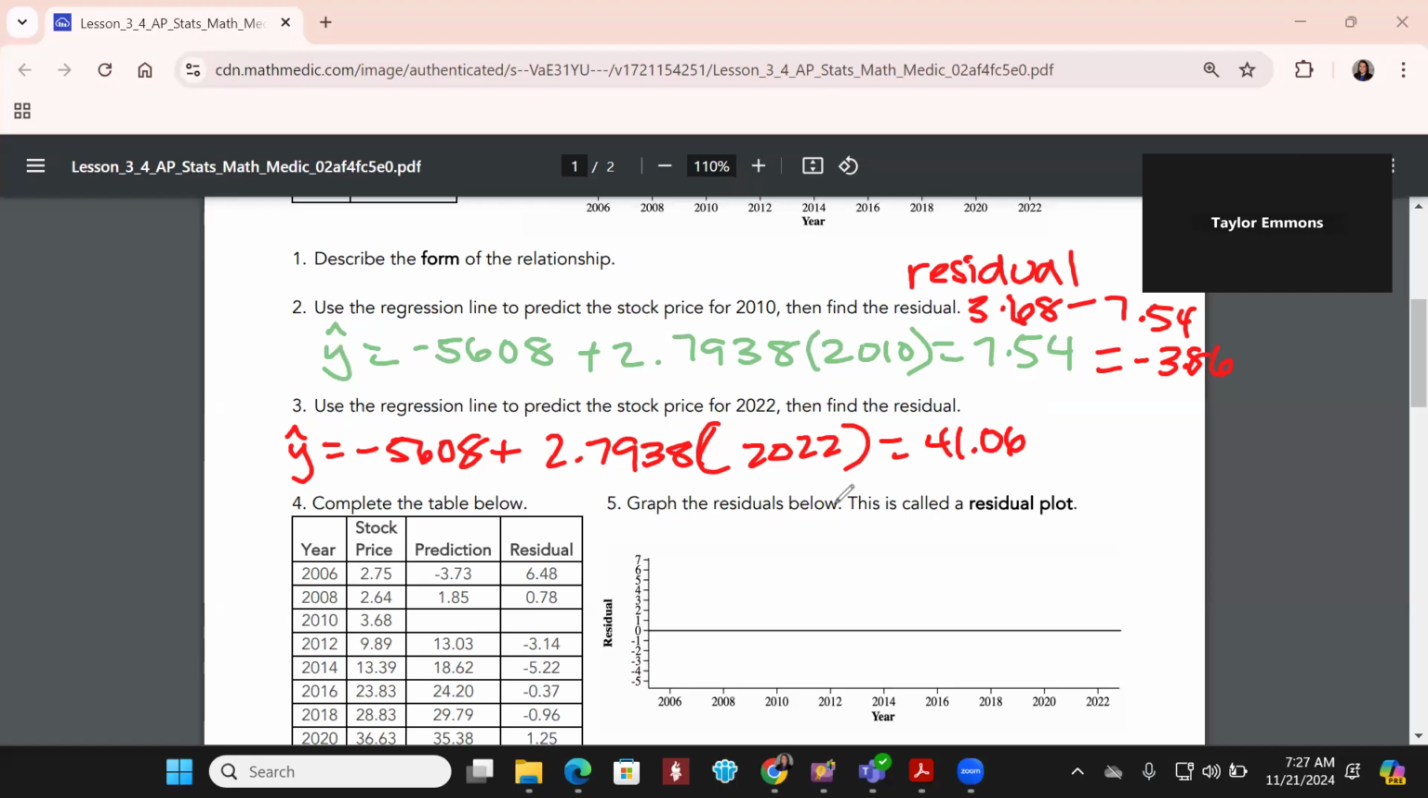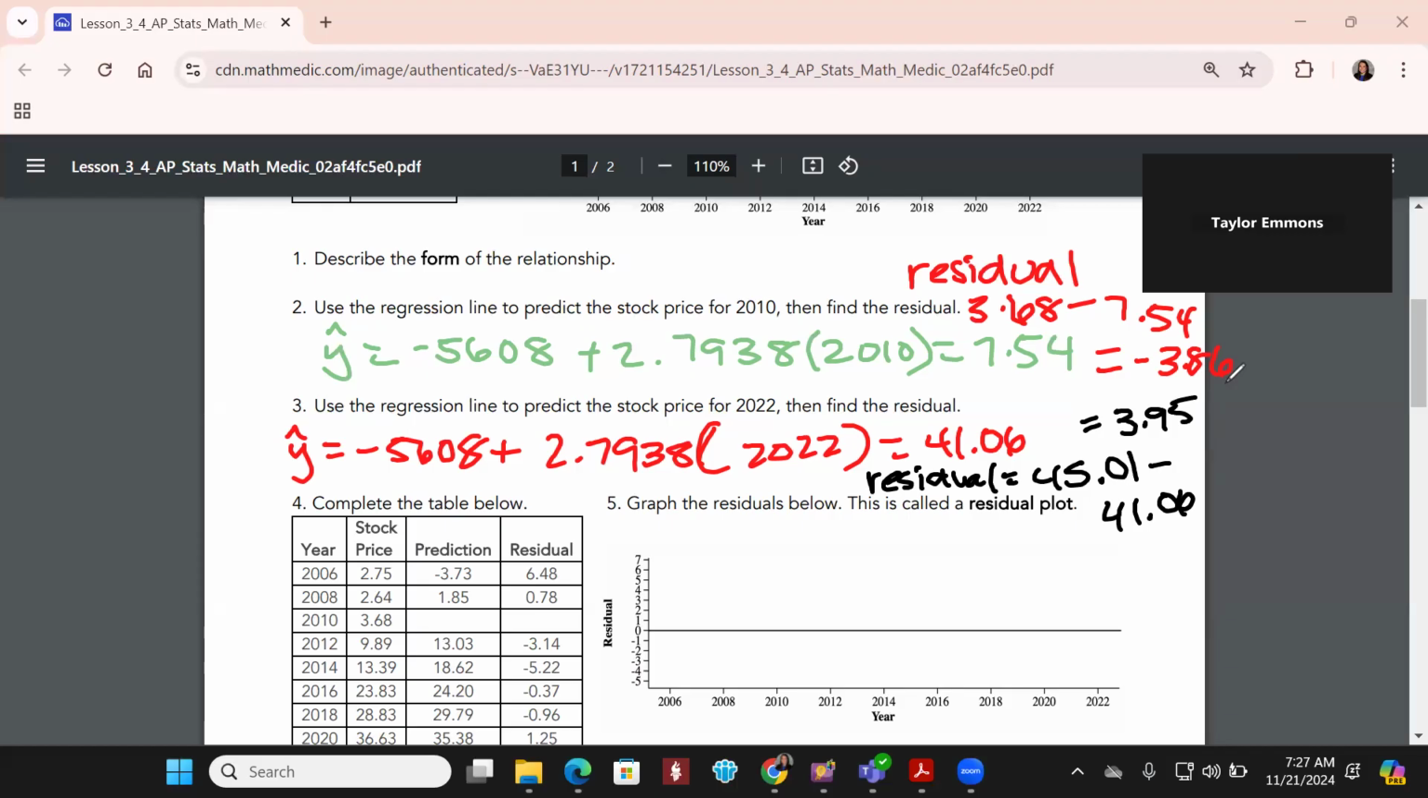All right, and then when you want to find the residual, you're going to get 41.06. Back it up. 45.01 minus 41.06. When we plug that in, we're going to get 3.95. Is everybody okay with finding the residual, finding the predicted? Did you say no? God bless Mo.